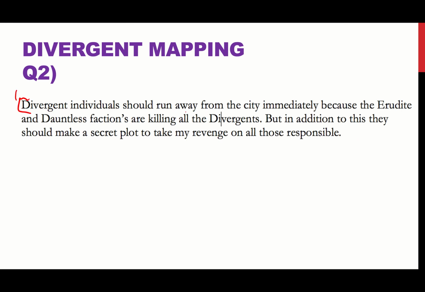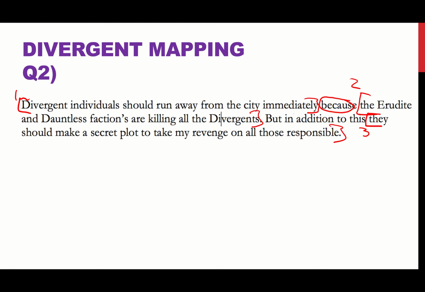Divergent individuals should run away from the city immediately because the erudite and dauntless factions are killing all the divergents. But that's a connective. In addition to this, something else I can conclude. In addition to this, the divergent individuals should make a secret plot to take my revenge on all those responsible. That doesn't make any sense, but I think I know what we're doing here.